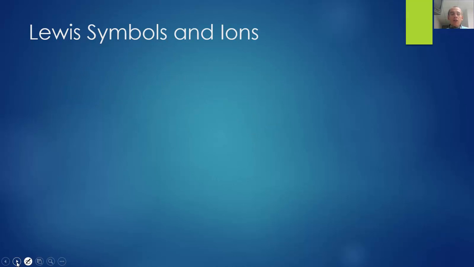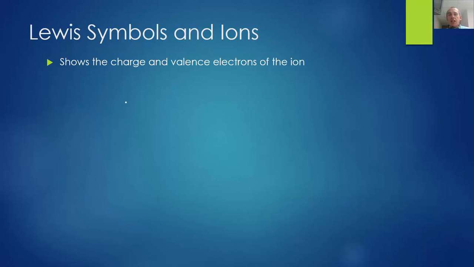We can also use Lewis symbols with ions, which is not a covalent bond. So when we do ions, we show the charge and the valence electrons of the ion. Now this is actually something like sodium, Na. Here's the Lewis symbol for sodium. It's got 1 valence electron. Here's the Lewis symbol for the sodium ion. It's a sodium plus because it gave away that electron. Chlorine, of course, it's got 7 valence electrons. The Lewis symbol of the chlorine ion is Cl minus with all 8 valence electrons.